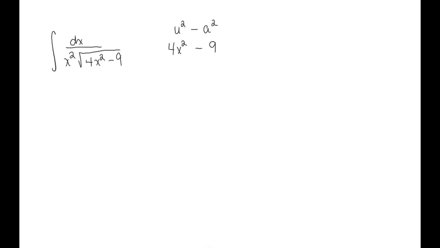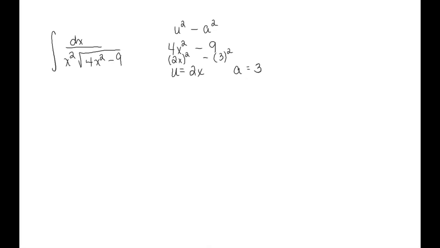So tell me what u equals. Be really careful. Try not to blurt until you think about it. 2x minus 3. Say that again. 2x minus 3. Okay, be careful. That does not say 2x minus 3. I think what you're saying is 2x squared minus 3 squared. Is that what you meant? Yeah, that's exactly what I meant. Okay, so u equals 2x and the a value is 3.